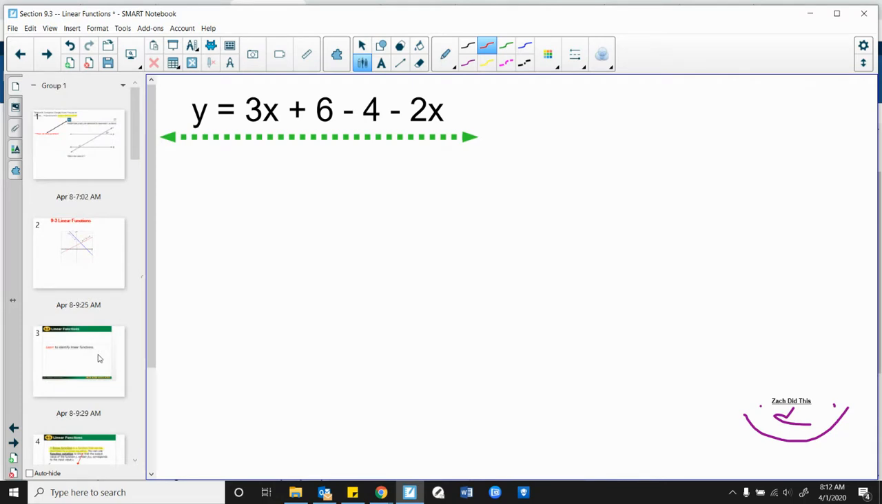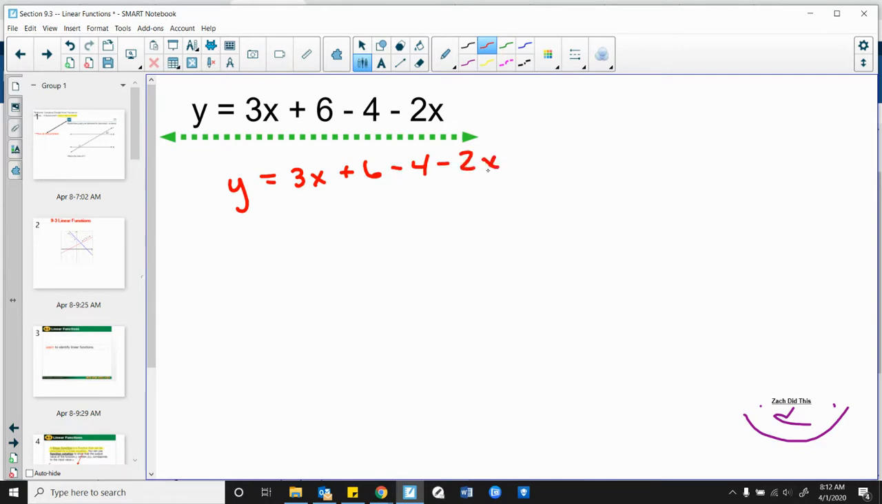Let's continue on here. Ignore this little bit in the corner; that was something from last year. All right, so I have y equals 3x plus 6 minus 4 minus 2x. Again, if you were taking notes, I'd like you to write it down on your note paper.